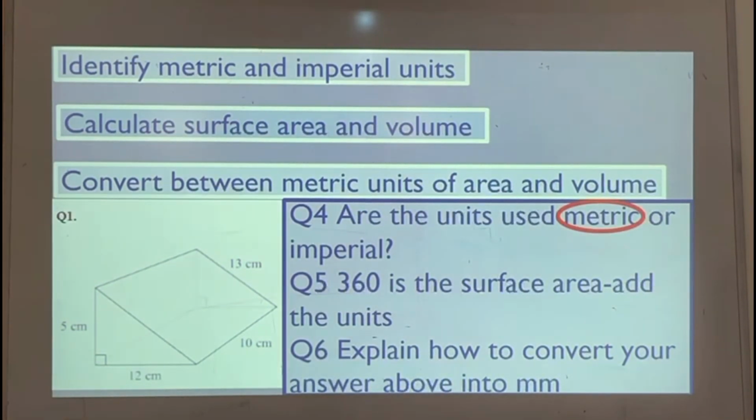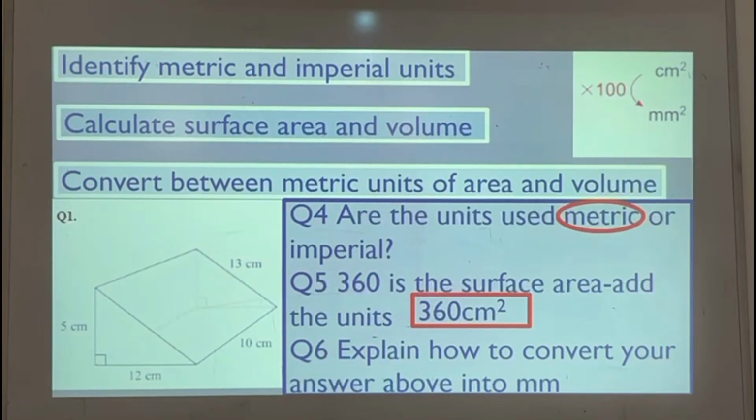So answers, question 4, they are metric because they are centimeters. Question 5, it should be centimeters squared. And finally, when you are converting to millimeters squared, you need to times by 100. So well done for having a go at that.